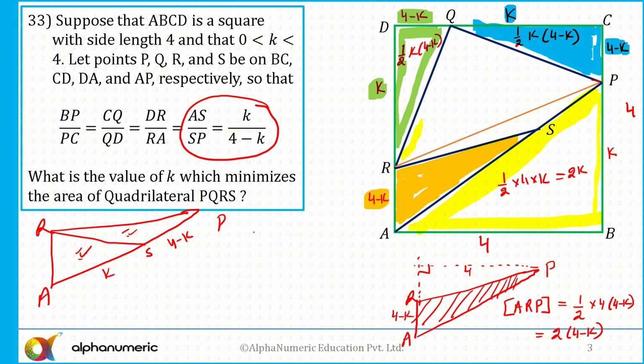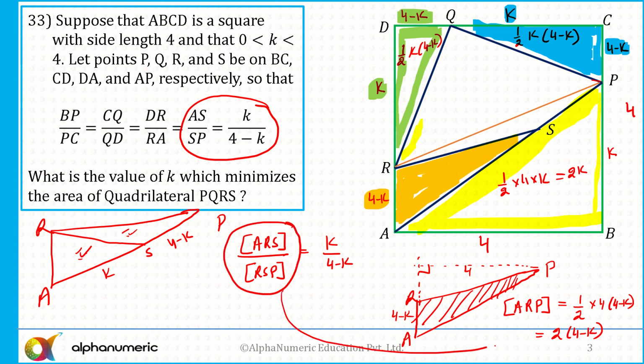So I can say the area of the triangle ARS upon area of the triangle RSP must be in the ratio K upon 4 minus K. Alright. And we know that the total area of these two triangles is twice of 4 minus K.